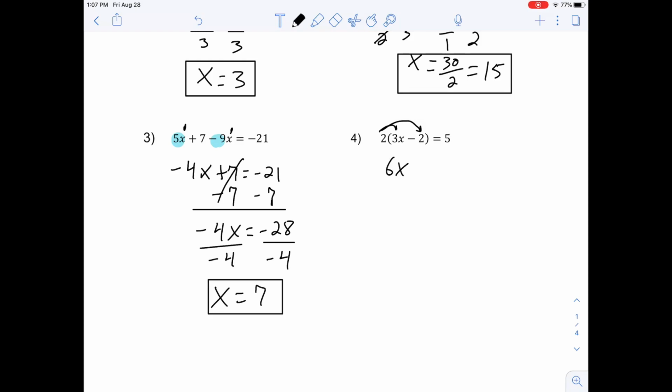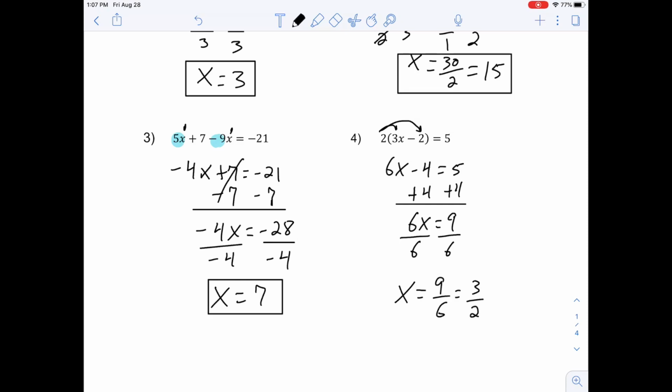So that's going to be 6x, 2 times 3x, and then 2 times negative 2 is minus 4, is equal to 5. Now I can add 4, and that gives me 6x is equal to 9. Now I'm going to divide by 6, because that is a multiplication, 6 times x, so we do the opposite, which is division. So I get x is equal to 9 over 6, which reduces to 3/2. So the answer there is 3/2.